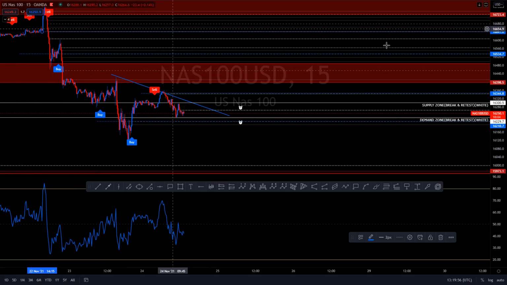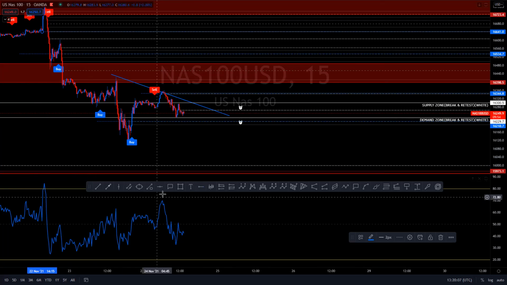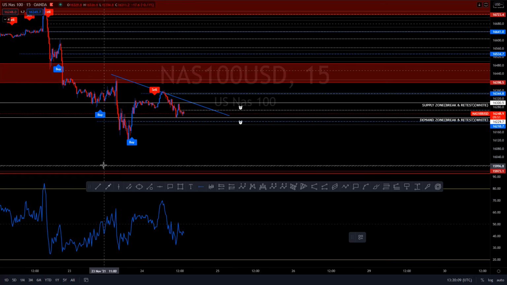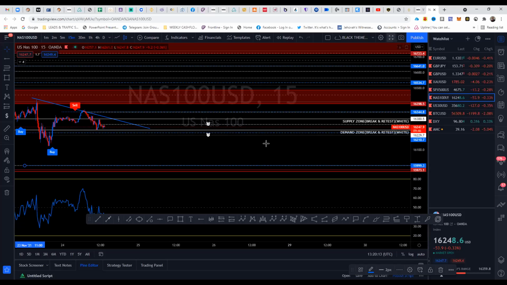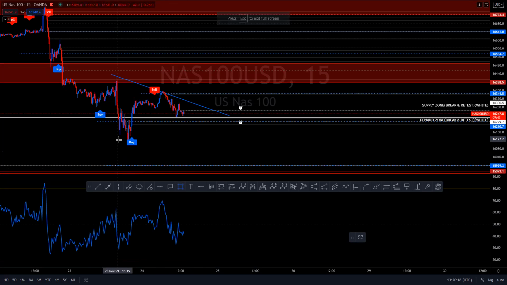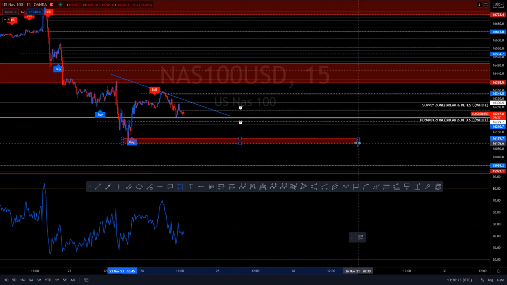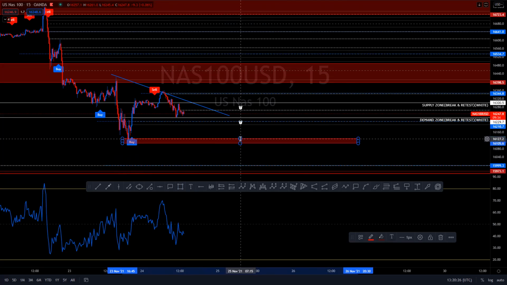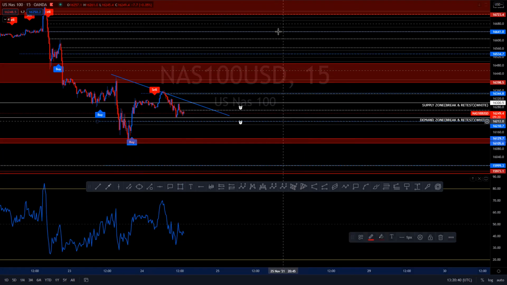And this is also another imbalance as well. So then what I'm going to do is, there's the last sell candle. So I'm going to actually draw a zone here. So they're going to have to come down and mitigate this area at some point. All right.